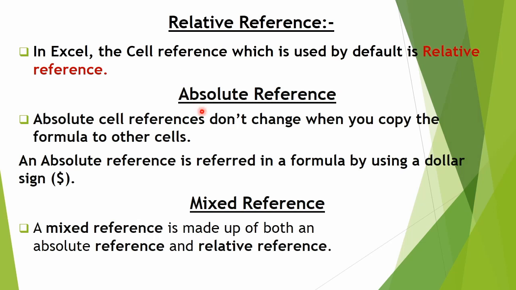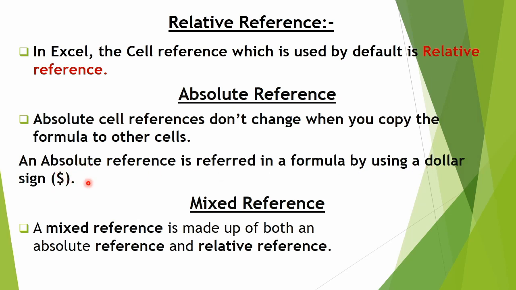Absolute cell reference or absolute reference. We can say in either way, absolute reference or absolute cell reference. Similarly for relative and for mixed also. So absolute cell references don't change when you copy the formula to other cells. An absolute reference is referred in a formula by using a dollar sign.